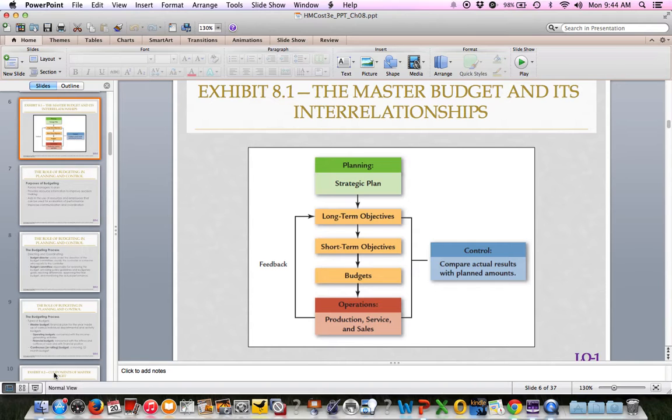You can see the bottom is operations, production, service, sales, just the things we're doing on a daily basis to make money as our business. And of course, that has to fit into the long-term objectives. There's several short-term objectives beneath that. And budgets help us get there. That budget is comparing actual results with planned results and trying to figure out why this did or didn't happen the way we thought it would.